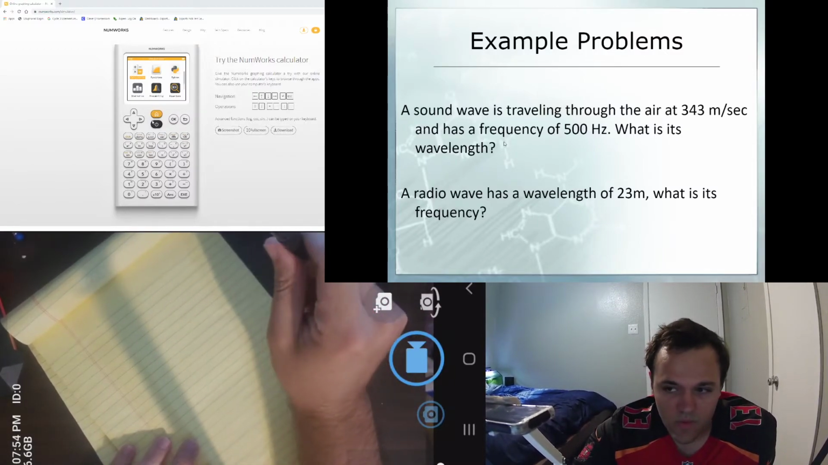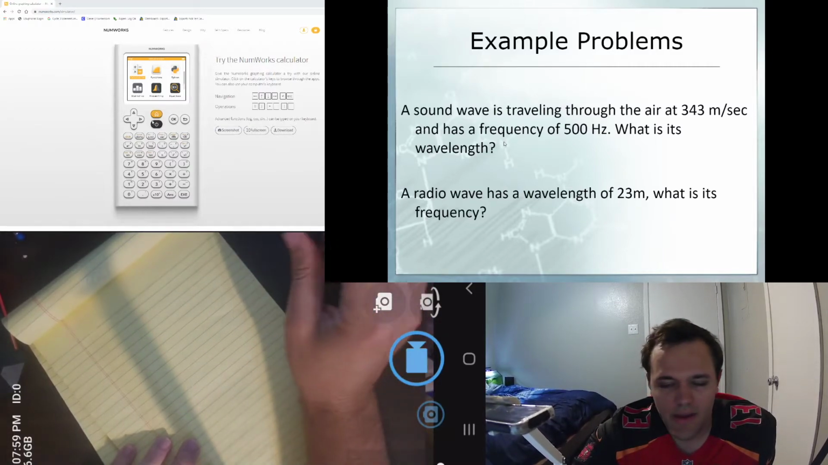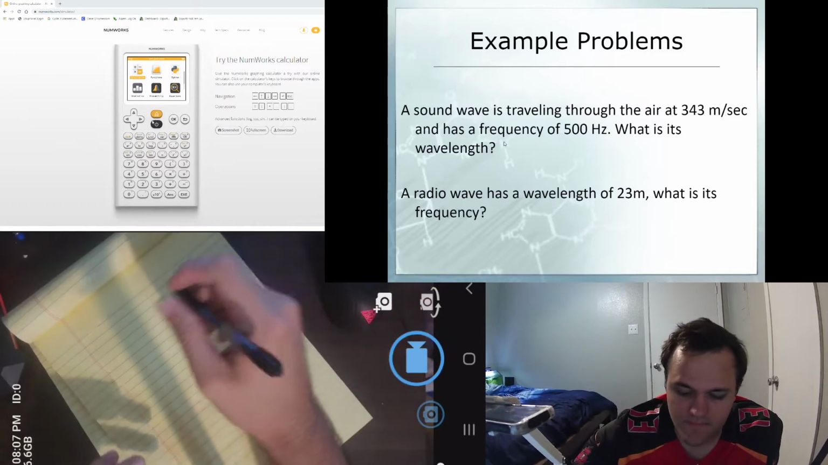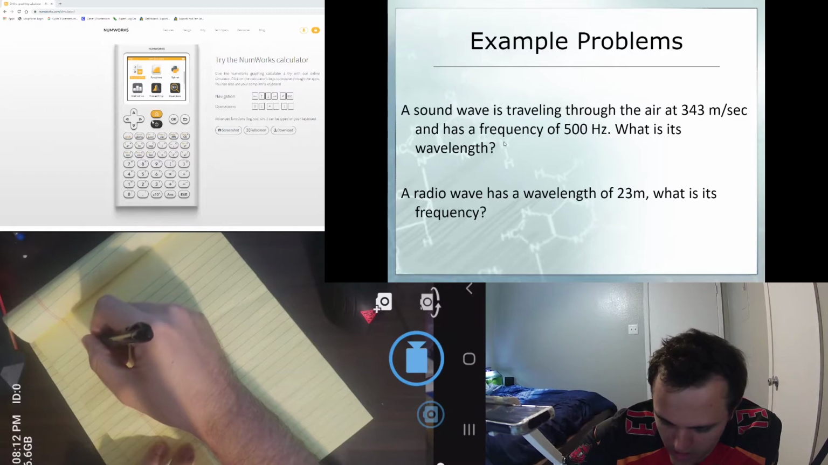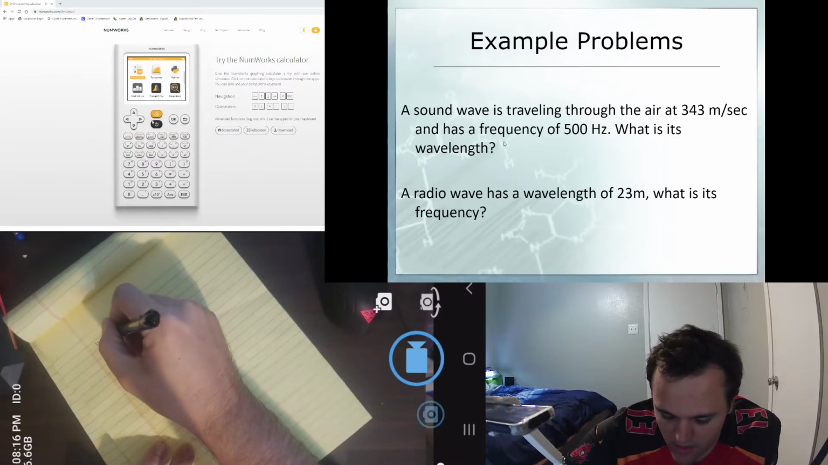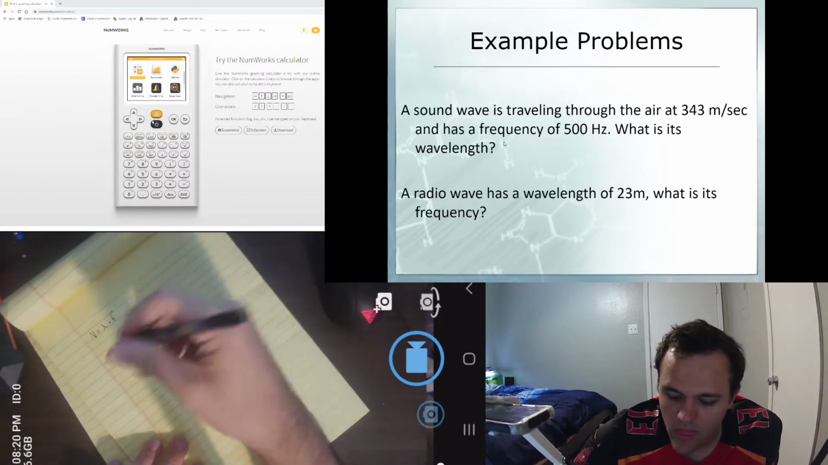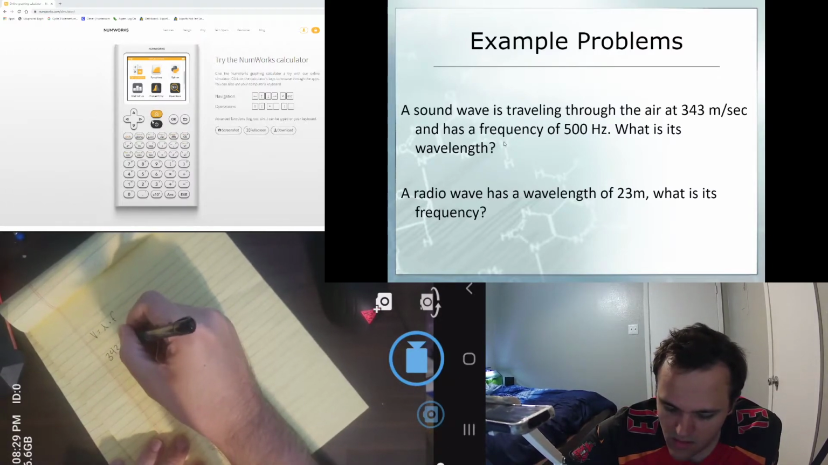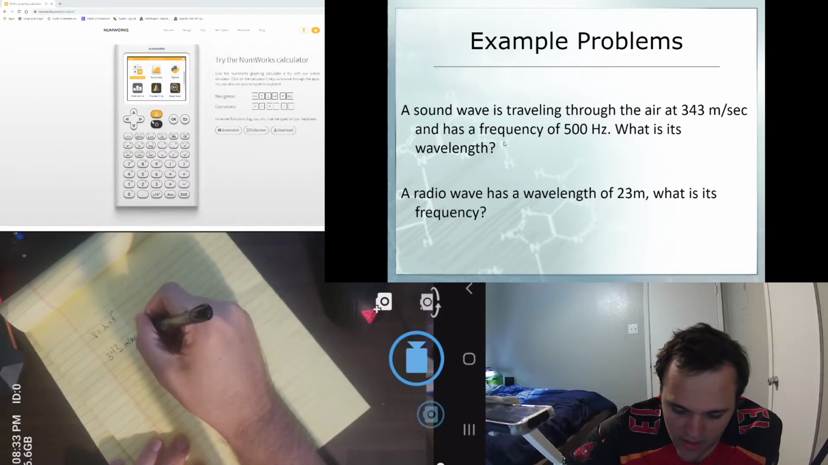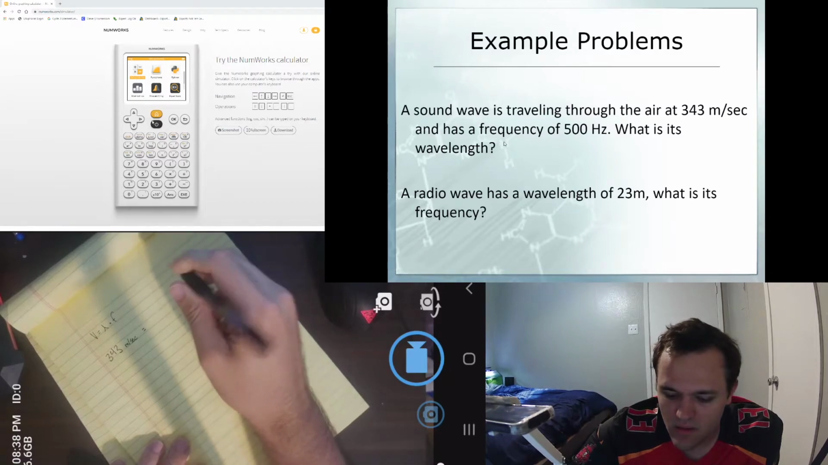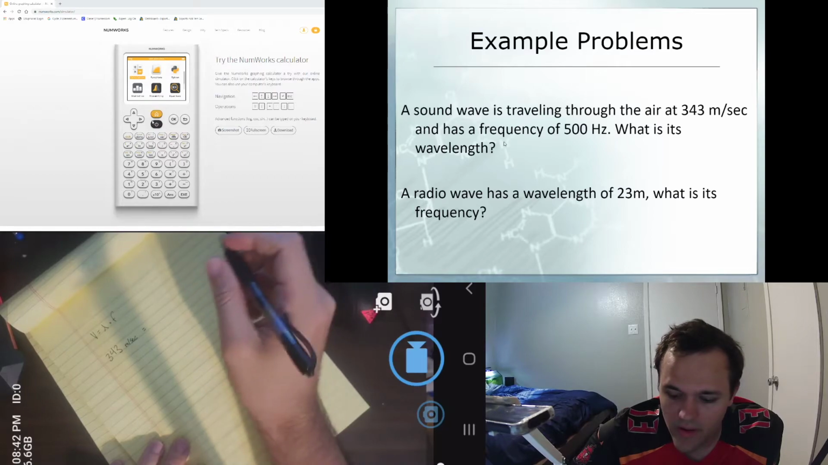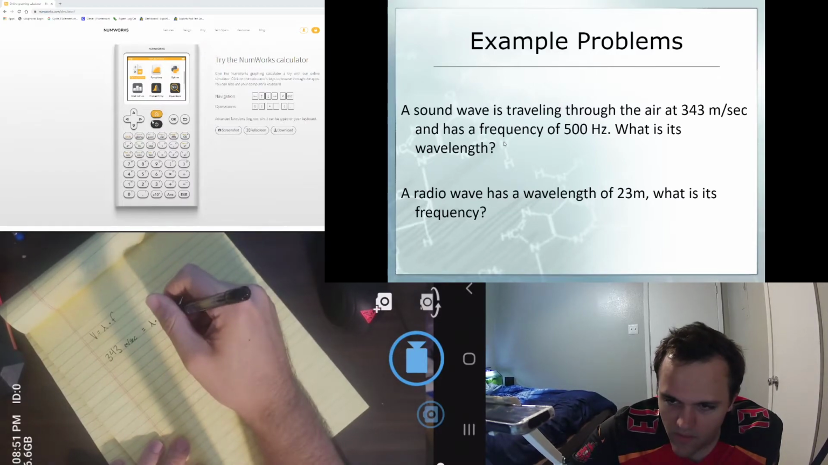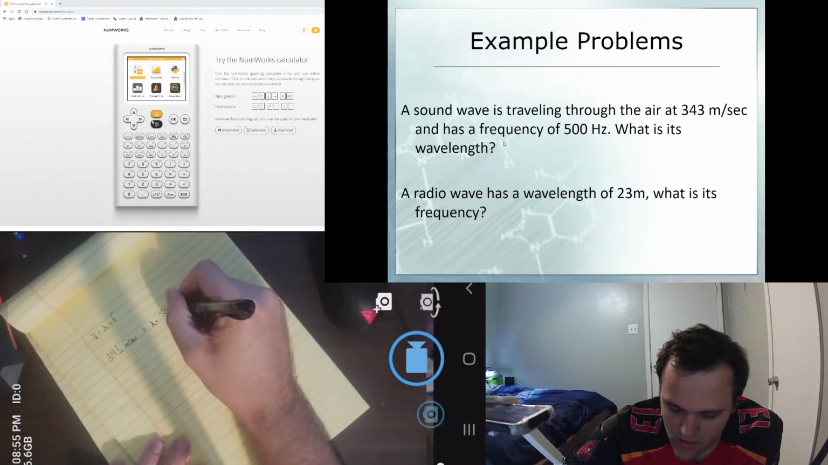All right, so if we're looking at some examples of that, this one here is talking about a sound wave, and so I've given you the velocity. I told you the sound wave is traveling through the air at 343 meters per second and has a frequency of 500 hertz. What is its wavelength? So we would have our equation written out as v equals lambda times f, and we can start plugging stuff in. We know v, it's the velocity, it's told to us in the problem, so that's 343 meters per second. You don't have to write the units out, but I like to do it just to keep track. It has a frequency of 500 hertz, and we don't know the wavelength. The wavelength is what we're looking for, so it's going to stay as our lambda. And then our frequency we're going to plug in as 500 hertz.